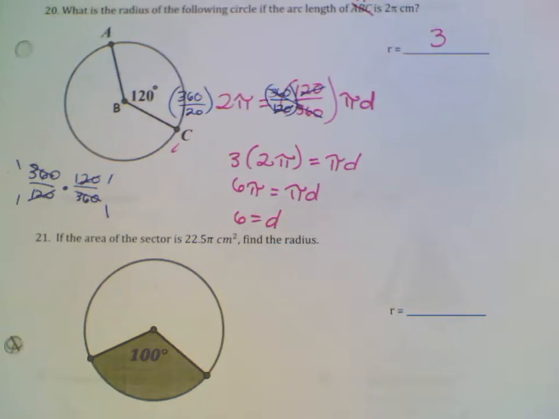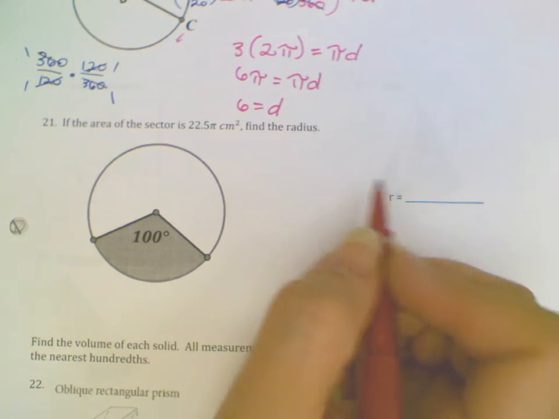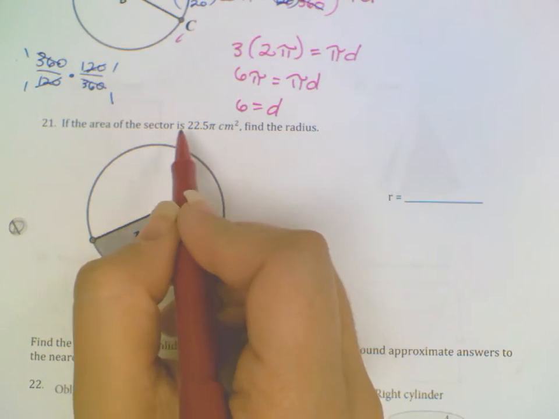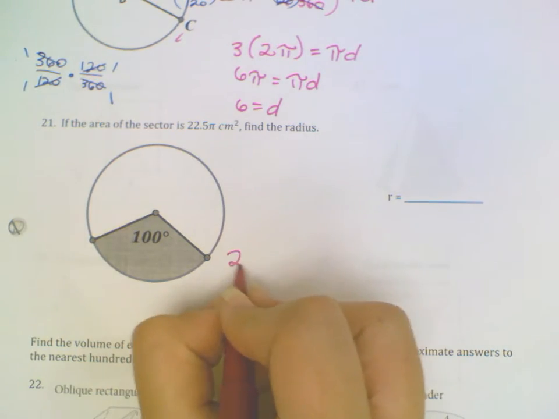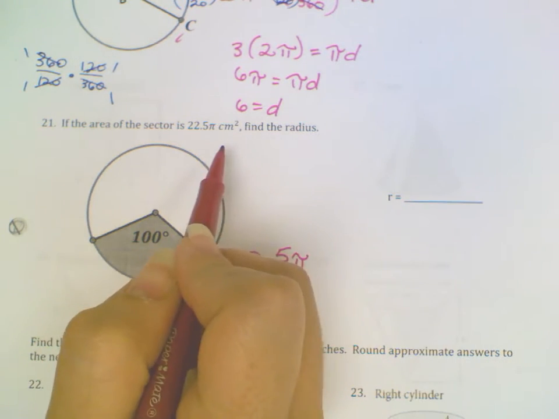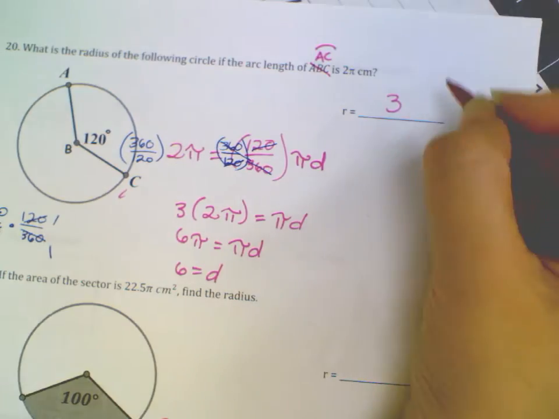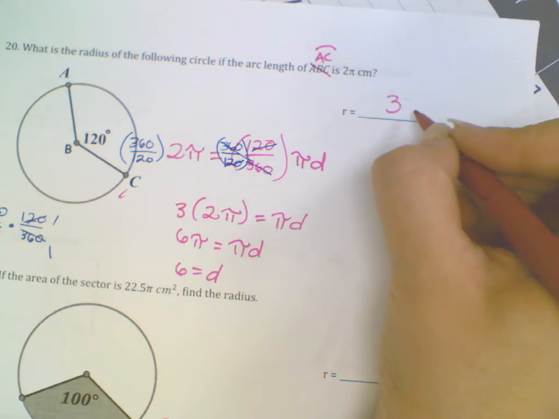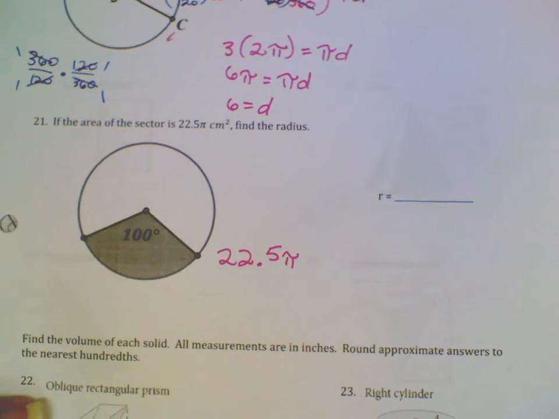So let me move this down just a bit. We will do the same thing where we know already what the area of the sector is, which is 22.5 pi. For right now, I'll leave the units off. Oh, one moment. Let's go back. This should be 3 centimeters. There we go. Okay. I'll leave the units off until the end.